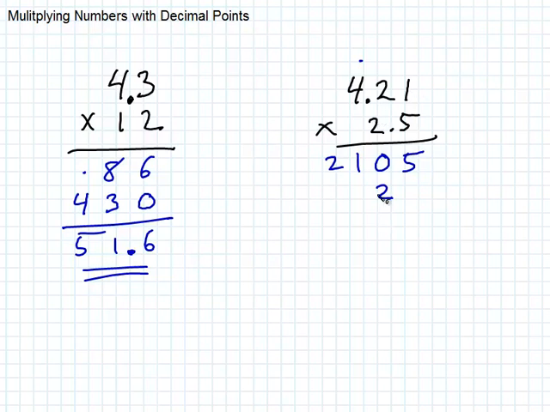So 2 times 1 is 2. 2 times 2 is 4. 2 times 4 is 8. Add them up. 5, 2, 4 and 1 is 5, 8 and 2 is 10.